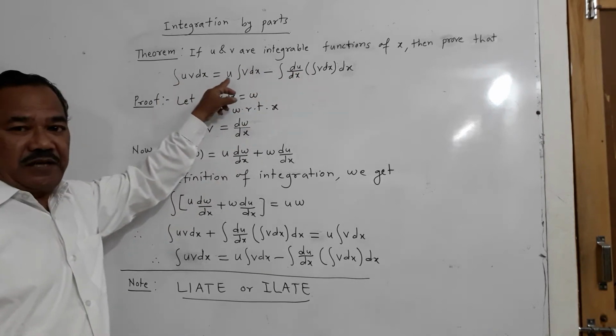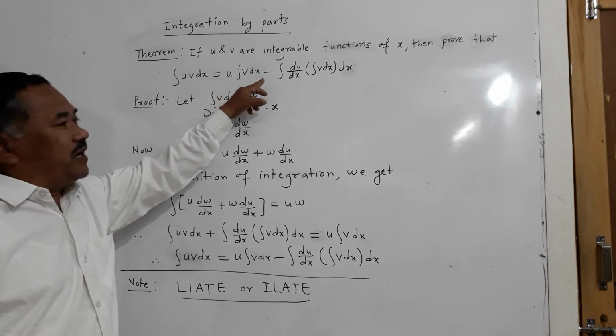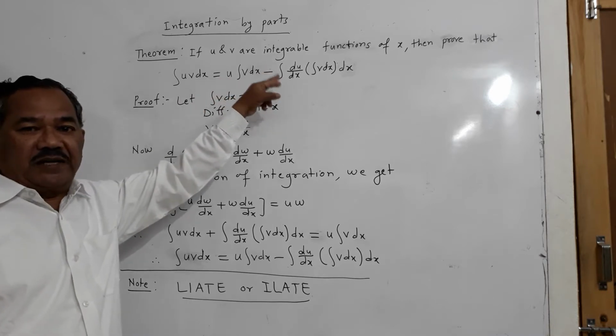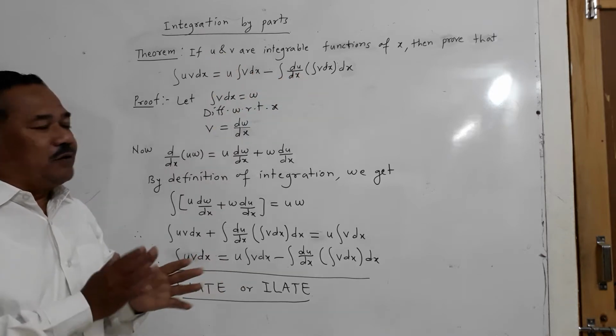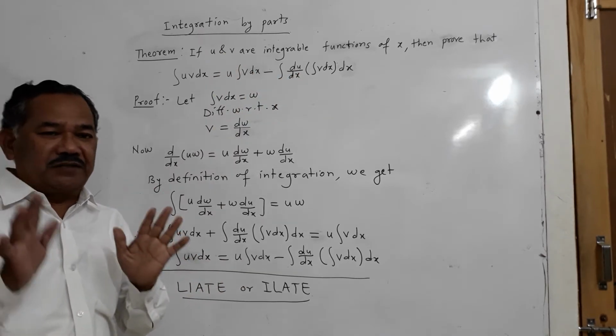v into dx is equal to u integral of v into dx minus integral of du by dx into integral of v into dx into dx. This result we have to prove. Proof is very simple. See here.